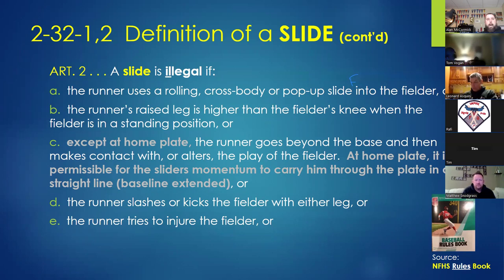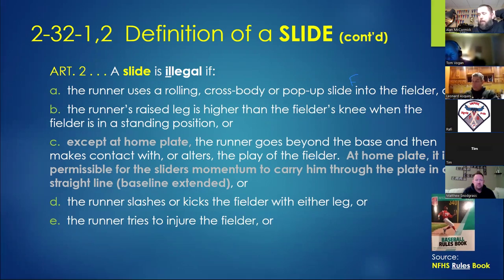The runner's raised leg is higher than the fielder's knee when the fielder is standing in position. This one you don't see a lot. I think I told the story last week where this happened in one of my games: the kid that slid into second, the spike hit the fielder in the stomach and cut him, and he was bleeding through his jersey and everything. Most of the time it's going to be pretty obvious if they're sliding with their feet way up in the air. But be on the lookout for that as you're calling this play.